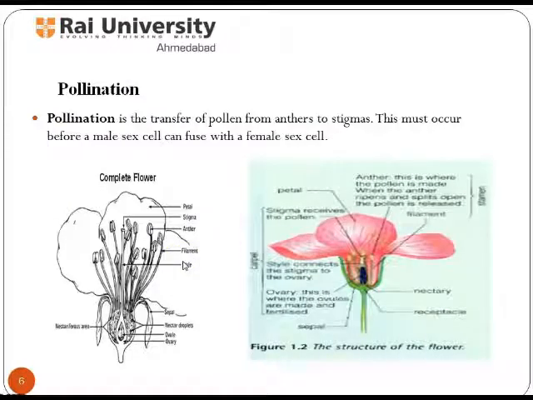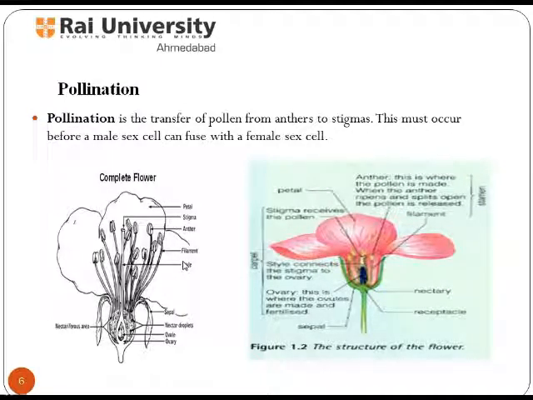Plants develop seeds through a process called pollination. Pollination is the transfer of pollen from the stamen, the male flower part, to the pistil, which is the female flower part. This must occur before a male sex cell can fuse with a female sex cell. Since both a stamen and a pistil are necessary for seed formation, they are called essential organs.